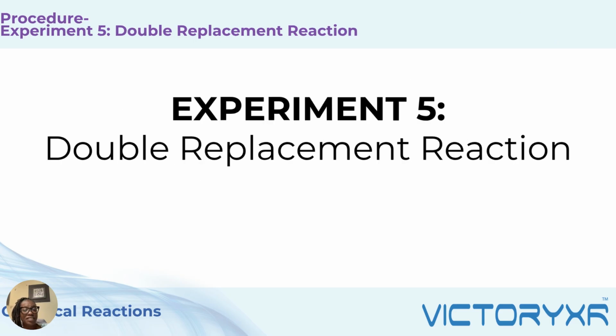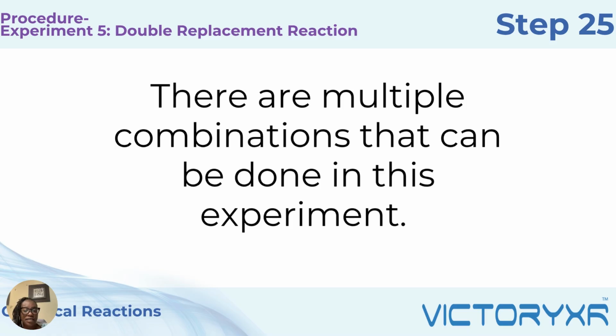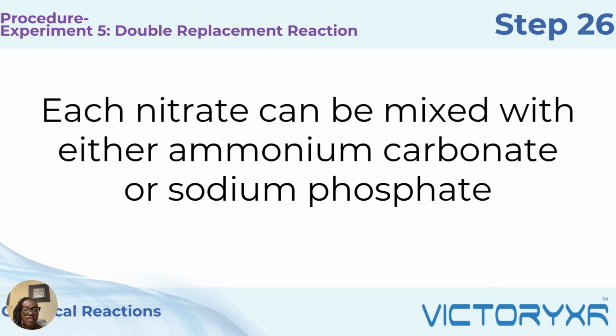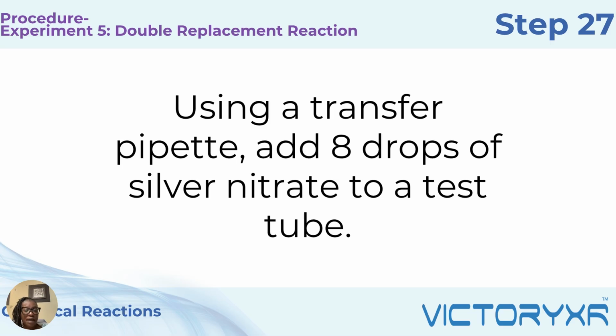The fifth experiment is also a double replacement reaction, and there are multiple combinations that can be done. You can use any one of the nitrates and mix it with either ammonium carbonate or a sodium phosphate. You'll use a transfer pipette and add, say, 8 drops of the silver nitrate to a test tube. You can use a pipette and add the drops of ammonium carbonate to the same test tube. Now, silver nitrate plus ammonium carbonate will form silver carbonate plus ammonium nitrate at the end.